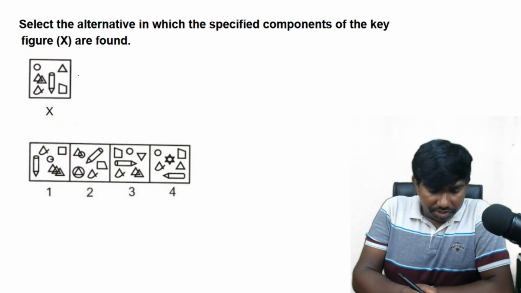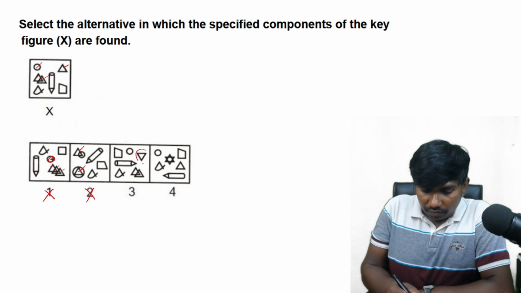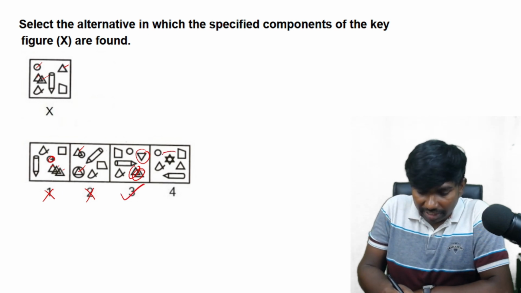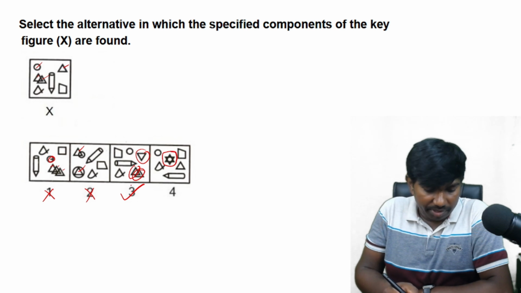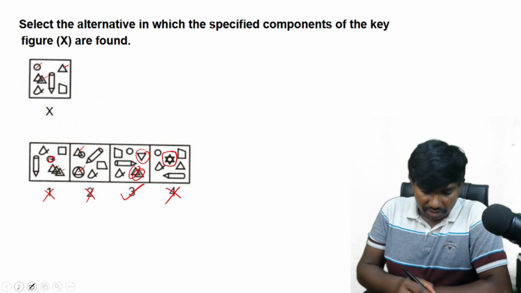Next one. There are 1, 2, 3 triangles and there is a circle. 1, 2, 3 triangles. There is a circle and the circle is having some extra part. It cannot be. And here only 1, 2 triangles are there, but 2 circles are there. It cannot be. Here 1, 2, 3 triangles are there. It can be. But in the next figure there is an extra shape which is not given in the question figure. It cannot be the answer. So figure 3 is the answer.